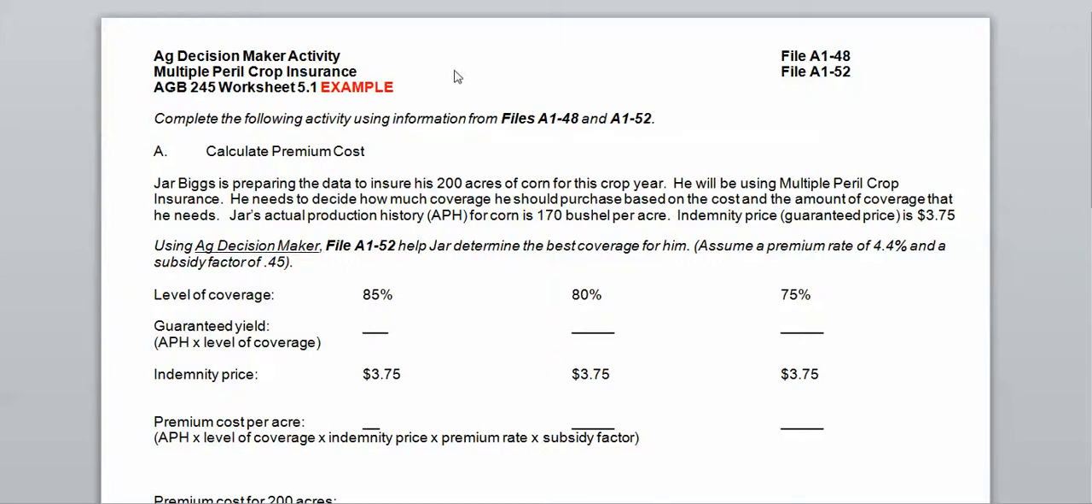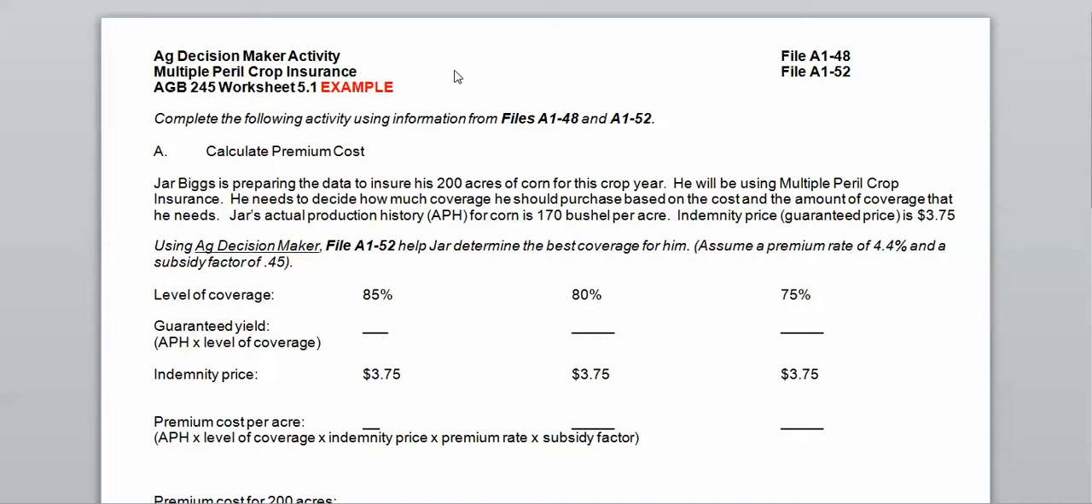Hi, today we're going to look at worksheet 5.1 example, computing rates and incomes from crop insurance. In this example, Jar Biggs is trying to figure out how to insure his 200 acres of corn. He will be using multiple peril crop insurance.